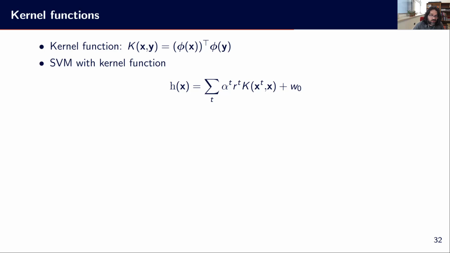So now, h of x is defined as the sum over all samples of alpha t r t times the kernel function, which looks at the relation between x t and x. We have a data point x that we want to classify, and we look at the relation of that x with all the other x t in our training set. We are summing from t equals 1 to t equals n, looking at the relation between x and x t, and multiplying this with the sign of x t and the alpha t.